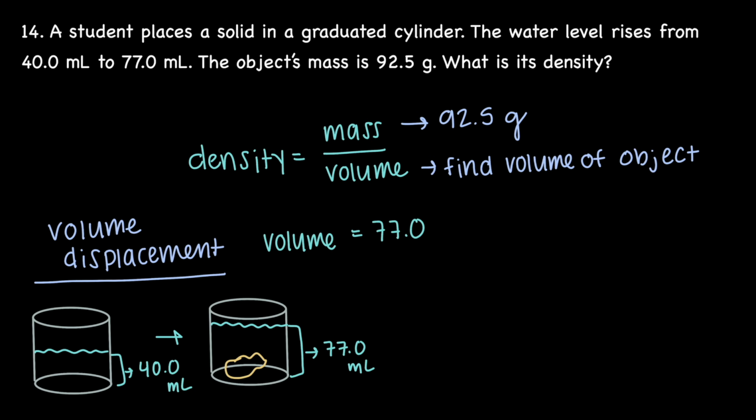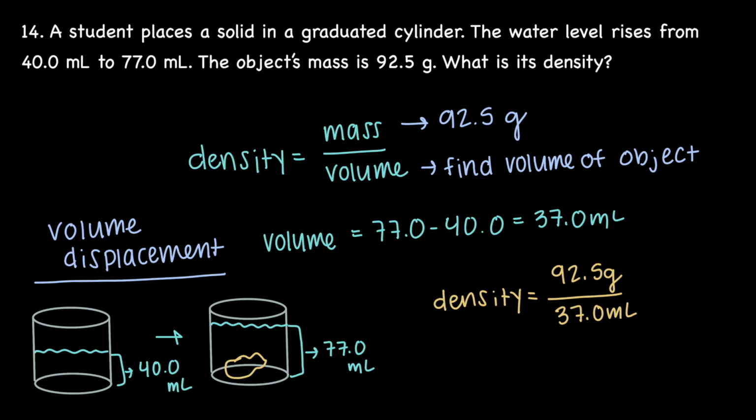The volume displaced is 77.0 minus 40.0 milliliters, which equals 37.0 milliliters. Dividing 92.5 grams by 37.0 milliliters gives a density of 2.5 grams per milliliter. The density of the object is 2.50 grams per milliliter with the correct number of significant figures.